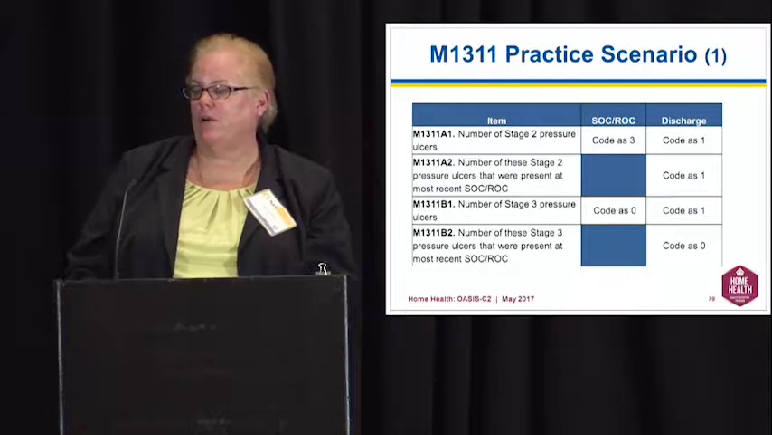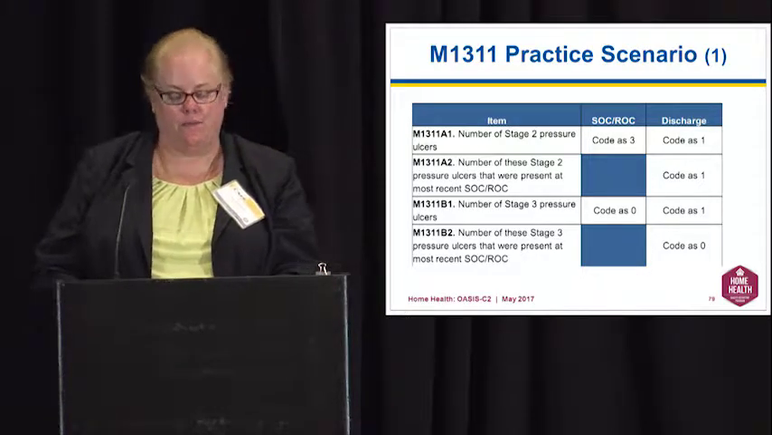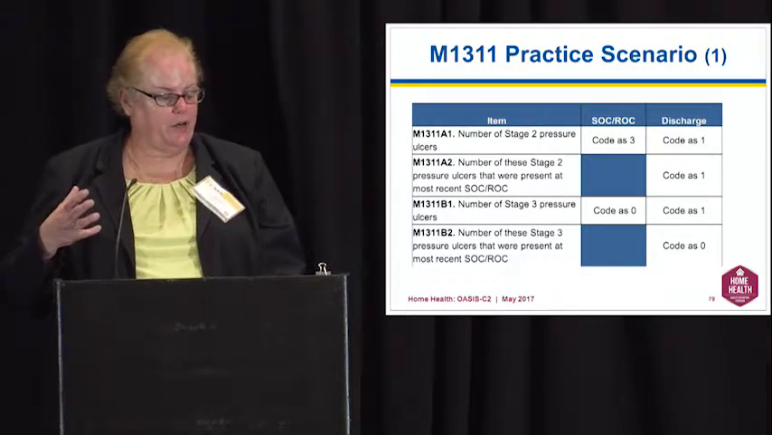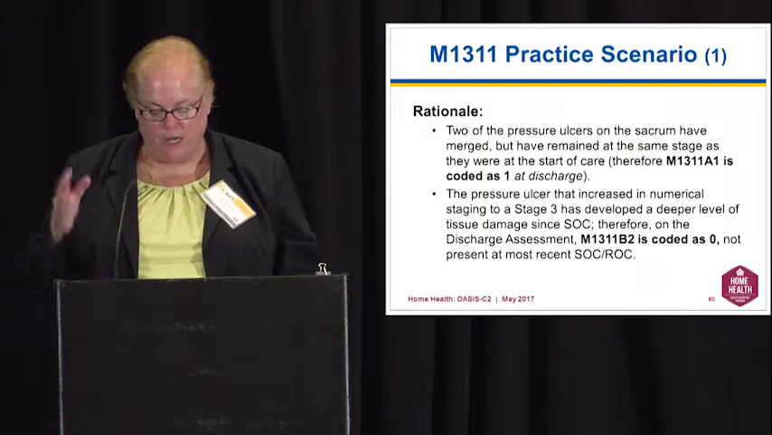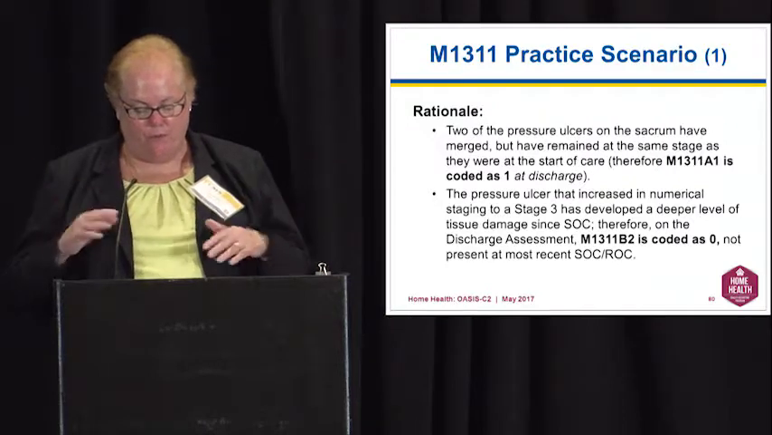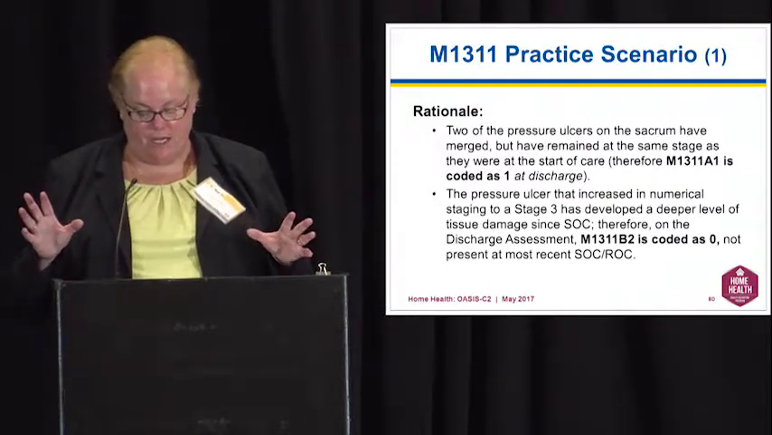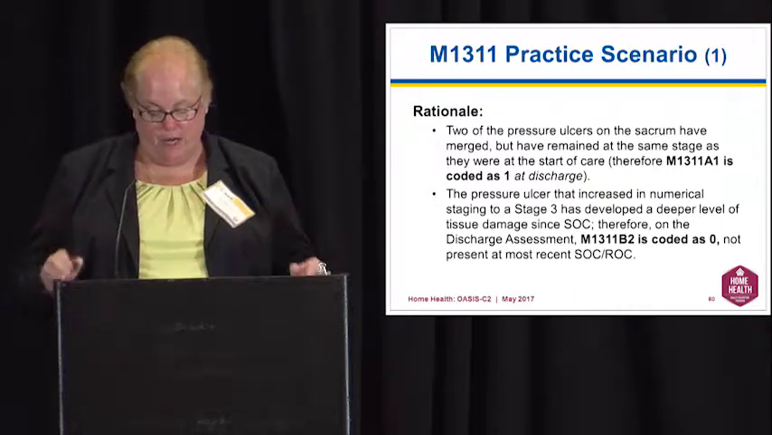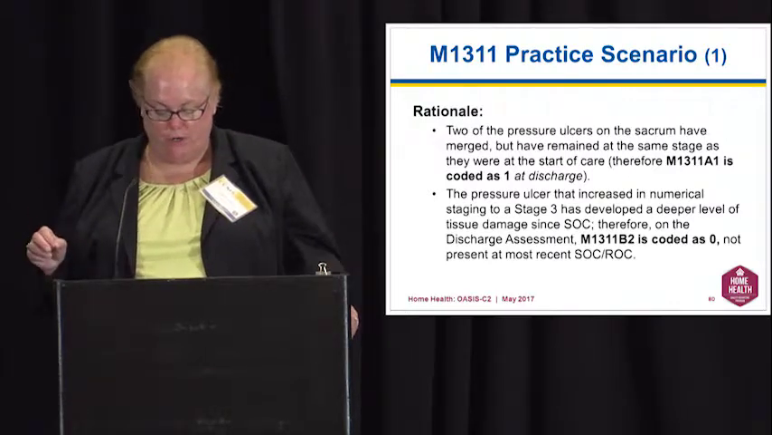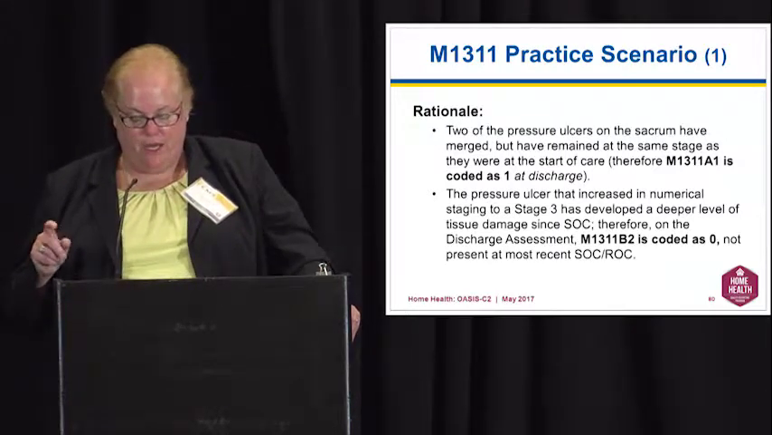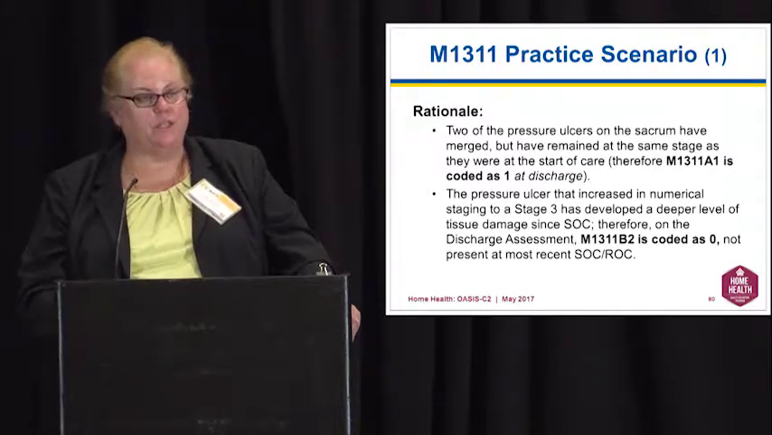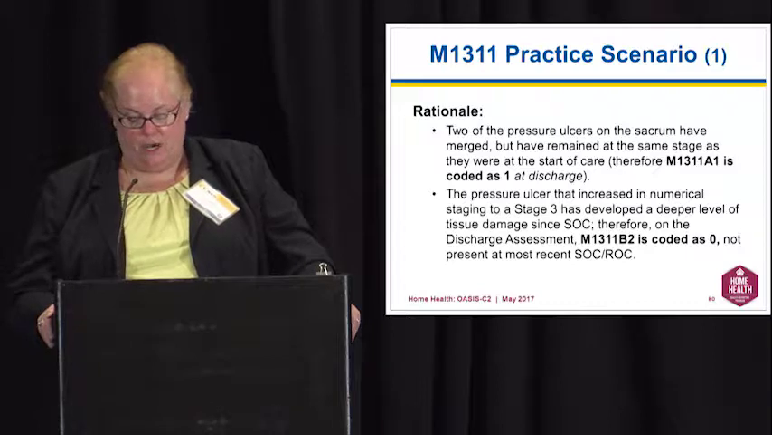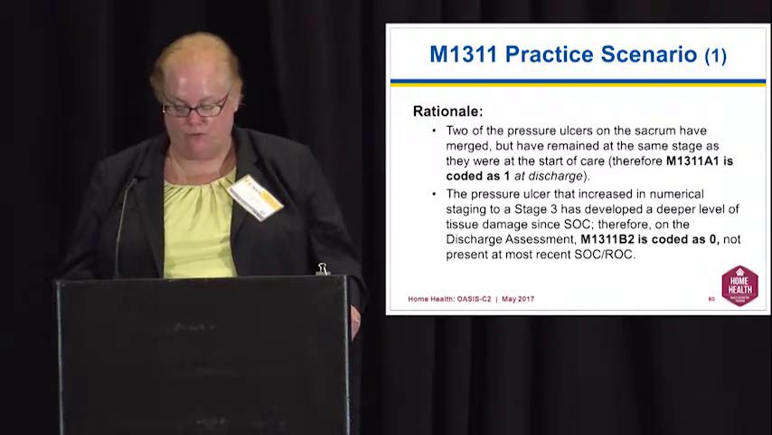Is that helpful? We're going to go through a bunch of these because I think that's what helps bring it all together for you. Just very quickly, and then we'll take a break. So we talked about this. 2 of the pressure ulcers on the sacrum have merged, but they remained at the same stage. They were at the start of care. And then the pressure ulcer that increased in numerical stage to a stage 3 has developed a deeper level of tissue damage since the start of care. Therefore, on the discharge assessment, M1311B2 is coded as 0, not present on the most recent SOC/ROC.